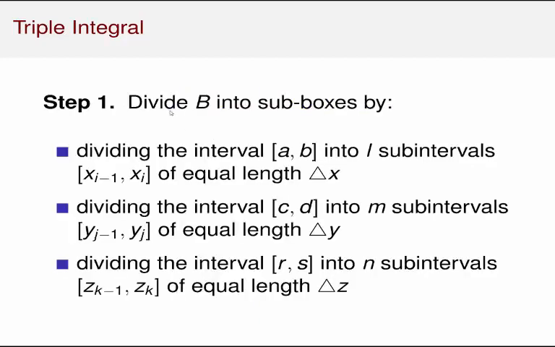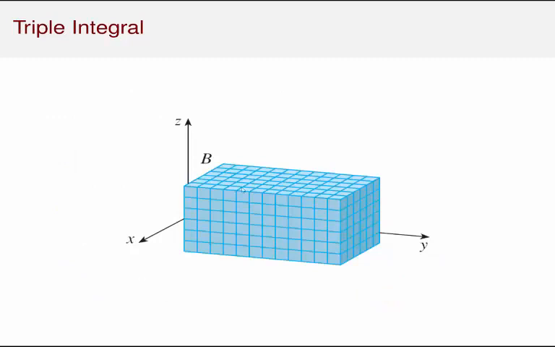To do this, we first divide the rectangular box B into sub-boxes by dividing the intervals [a, b], [c, d], and [r, s] into sub-intervals of equal length, let's say delta x, delta y, and delta z respectively. So here's a picture of the rectangular box B together with its partition.